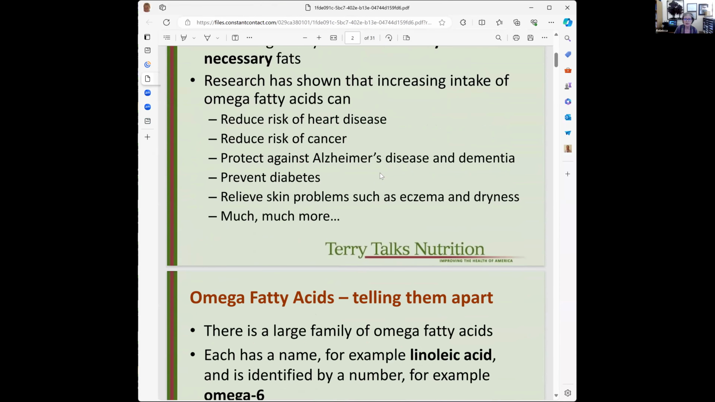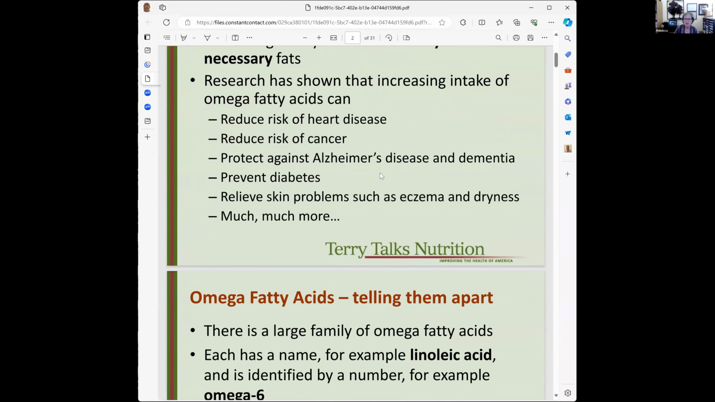Omega-6. The number relates to the position of a double bond on the fatty acid's molecular chain. That's why they have different numbers. Attention tends to focus on omega-3. Examples of omega fatty acids: you have omega-3, the EPA, right? And the DHA and the alpha-linolenic acid.